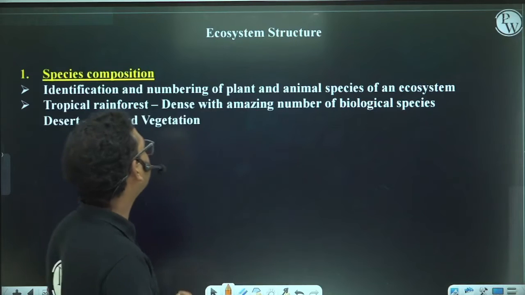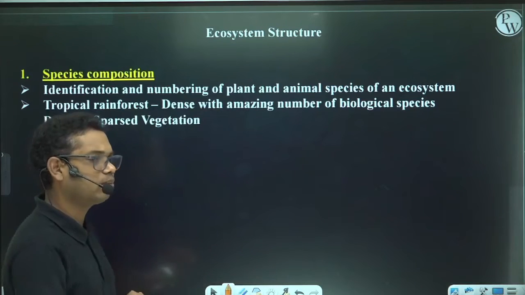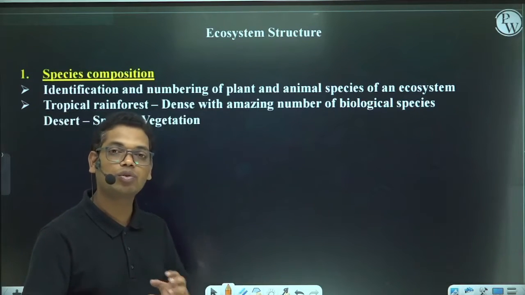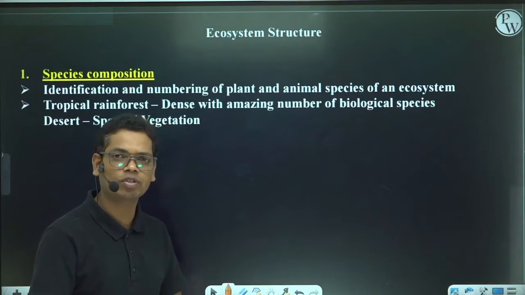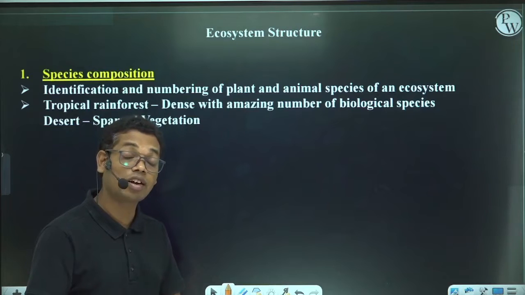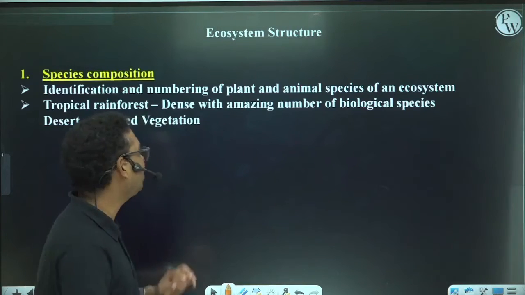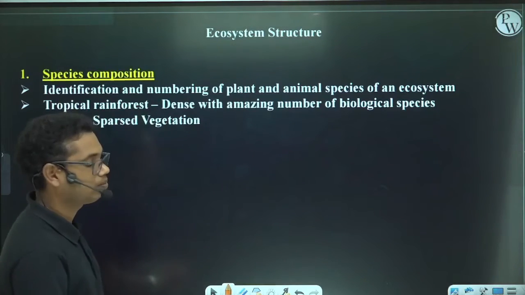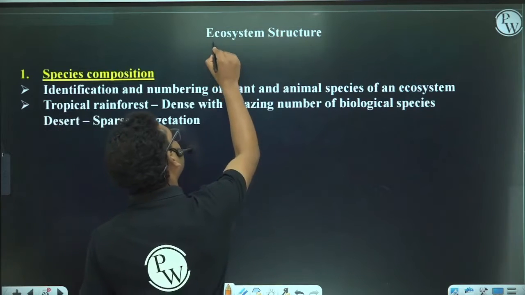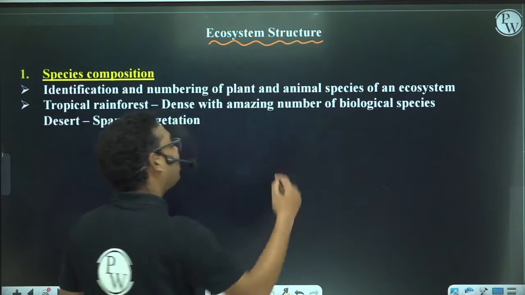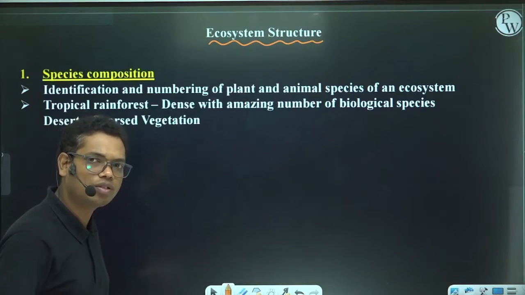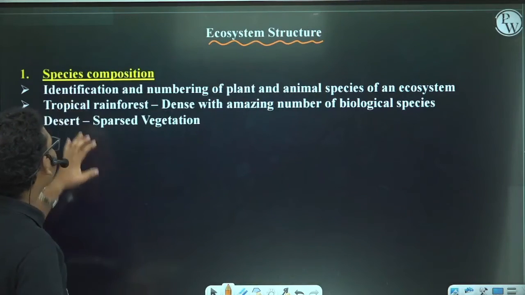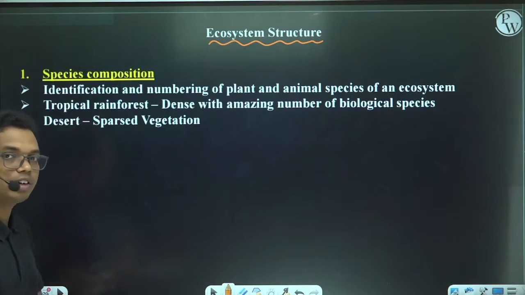Now let us talk about the structure of ecosystem. Ecosystem has two different aspects: structural aspect and functional aspect. So what are the structural aspects of ecosystem? One is species composition, and second is stratification. These are the structural aspects of ecosystem. So what do you understand by species composition of an ecosystem?